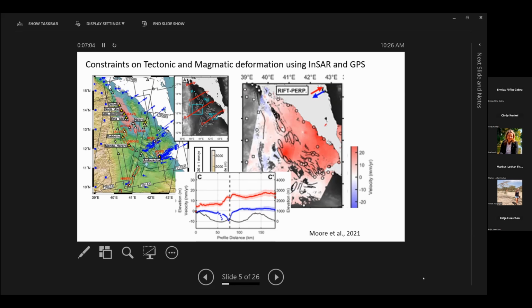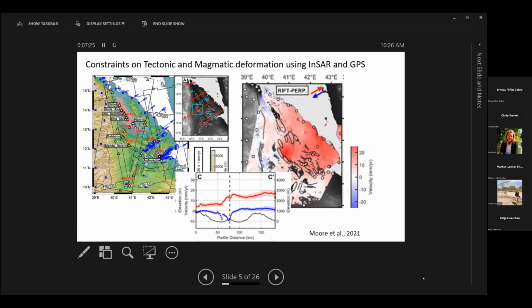The vertical motions are shown in blue. And for this particular profile, we've got around about 1 centimeter of subsidence per year. These are annual rates. And then the extension is around about 1 centimeter per year across the Erta Ale segment. So this provides a much better picture of the spatial distribution of strain beyond GPS.